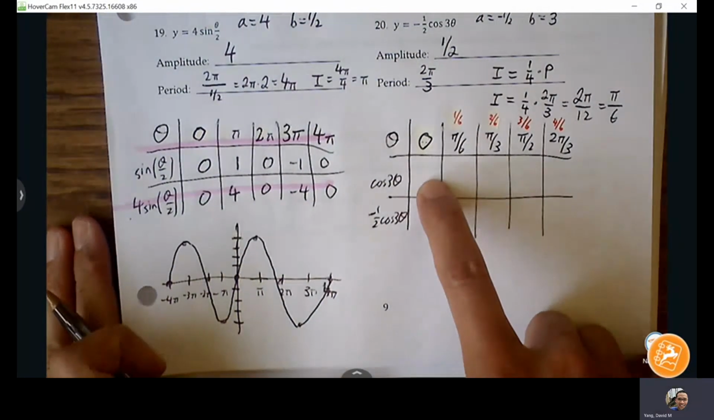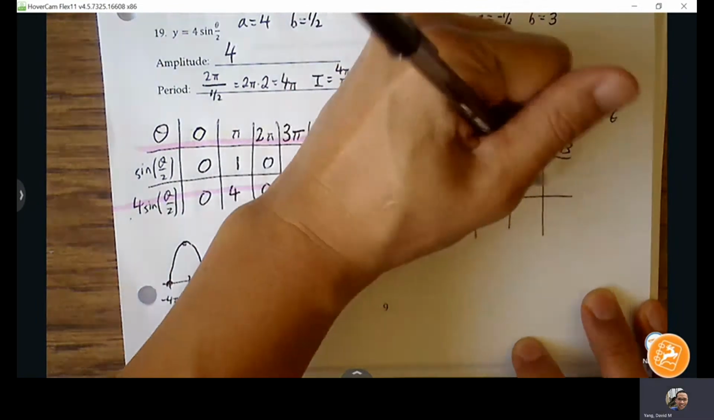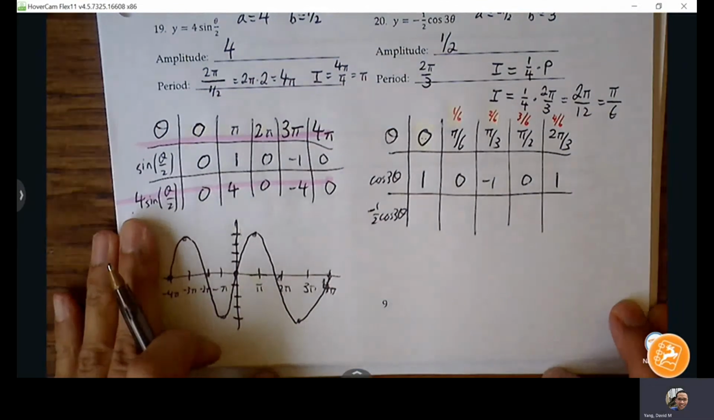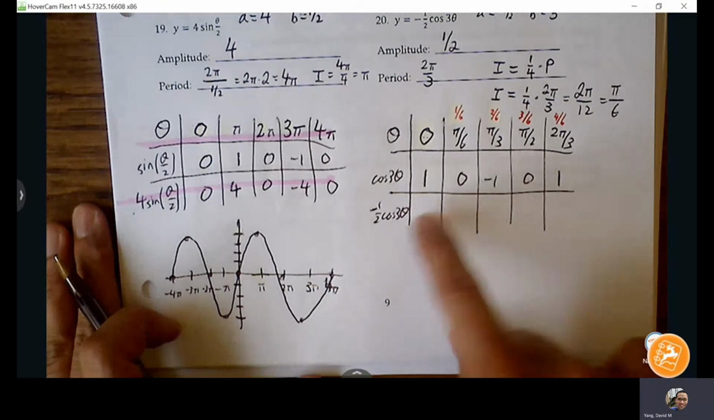Okay, cosine starts at the max. And then multiply each of those parent y values with -1/2.